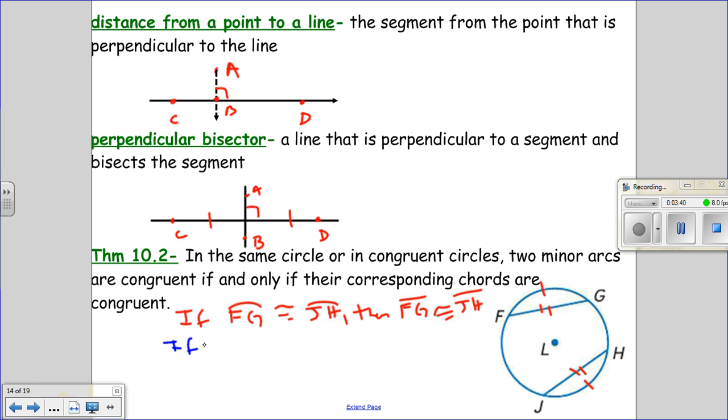If the chords FG and JH are congruent, then their arcs are going to be congruent. Arc FG and arc JH.